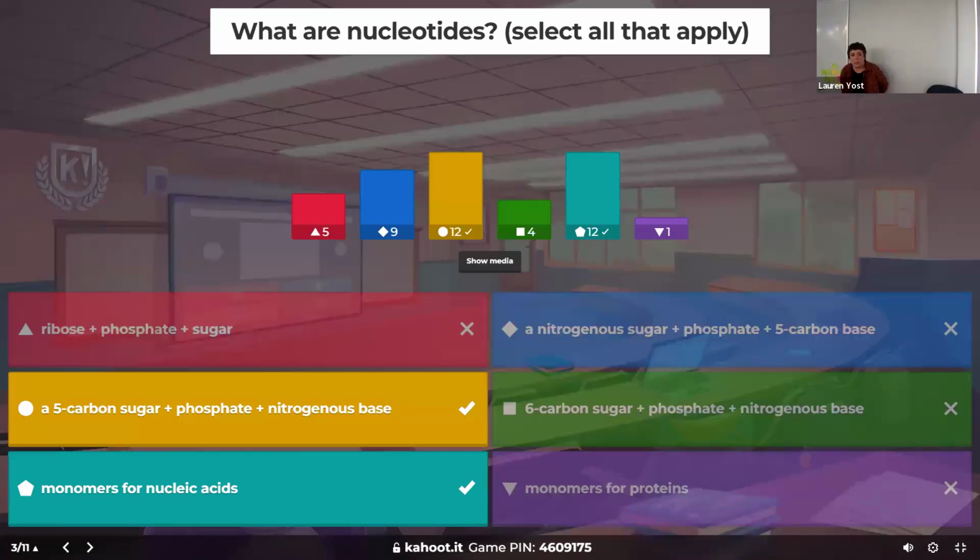That helps you out. Right, so we have 2 of these that are correct. It is a 5-carbon sugar, phosphate, and nitrogenous base. Then monomers for nucleic acids. Why is red not correct? Because ribose is found in RNA. It is not found in DNA. Why is the blue not correct? Nitrogenous sugar. The sugar is not nitrogenous. The base is. The sugar is 5-carbon. The green is not correct because it's not a 6-carbon. It's a 5-carbon or a pentose. And then the purple is not correct because these are not monomers for proteins. They are monomers for nucleic acids.